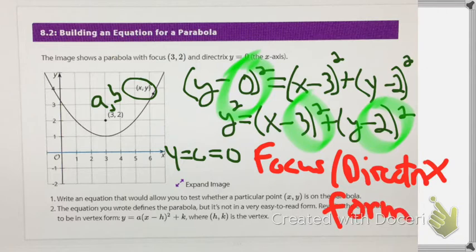All right, now question 2 says, it's not a very easy to read form, so what about vertex form? So let's pause the action for a moment. You can look down at vertex form. You see all of a sudden we got 2 new letters, H and K.